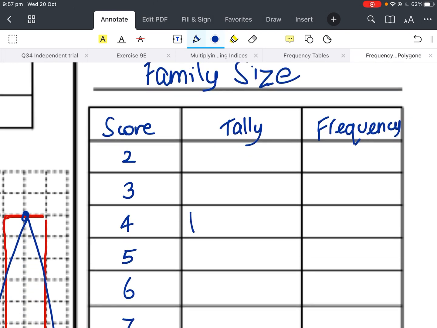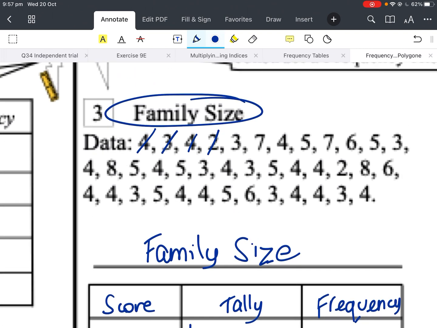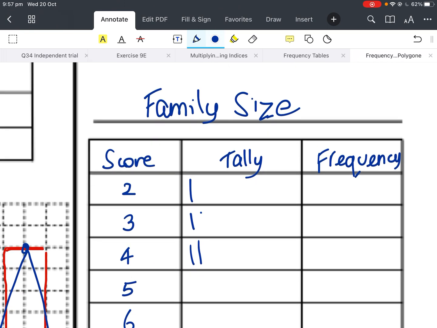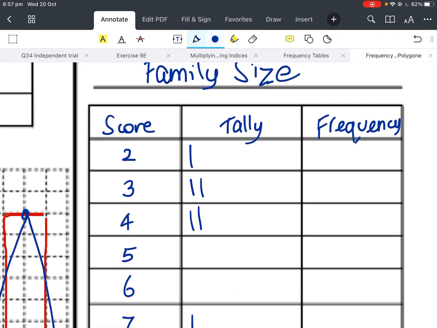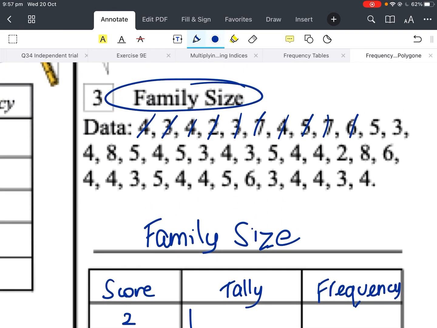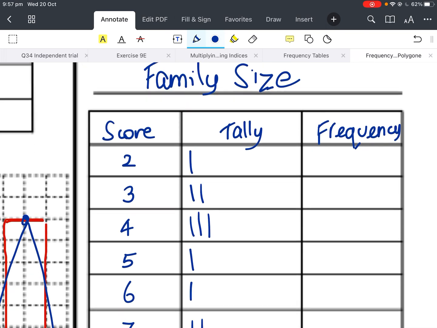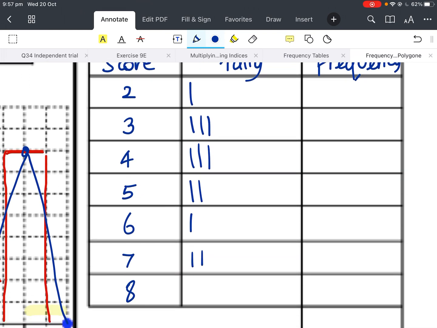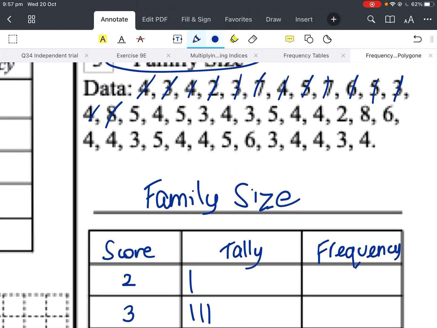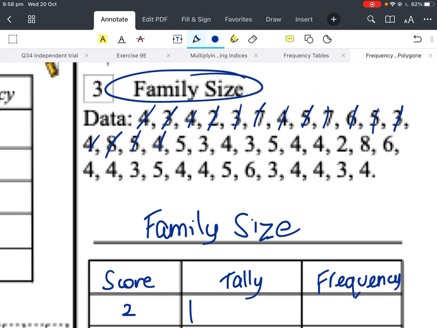4 and 3. 4 and 2. 3 and 7. 4 and 5. Oopsies, 2 fingers to move. 7 and 6. 5 and 3. 4 and 8. 5 and 4. 4 goes across ways.